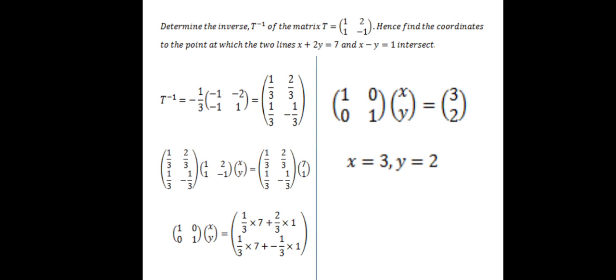Determine the inverse of T, which is 1, 2, 1, negative 1. Hence, find the coordinates of the point at which the two lines x plus 2y is equal to 7 and x minus y is equal to 1 intersect.